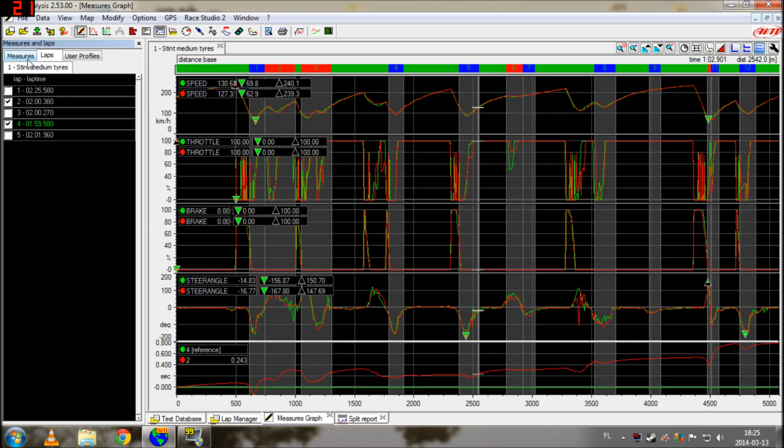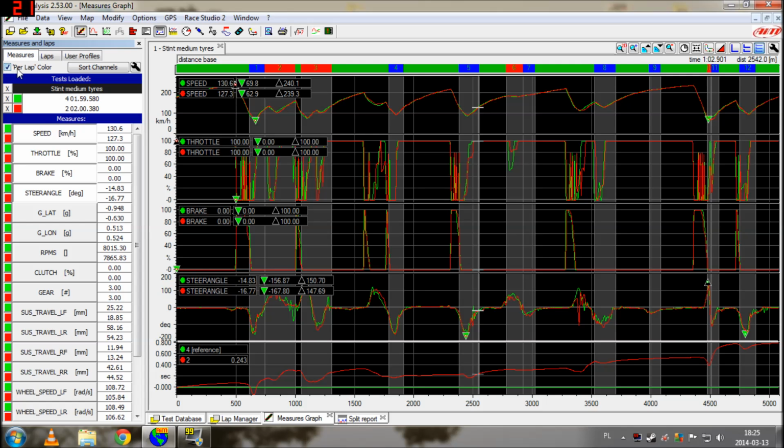Okay, one thing. Here we have an option, per lap color, and it's very useful because if we select it, then all the channels from one lap have the same color, and all the channels from the second lap, or more laps if you load more laps, also have their own color. So in my case, it's green for the quickest lap and red for the slower lap.